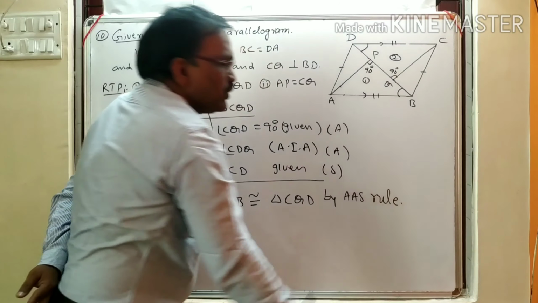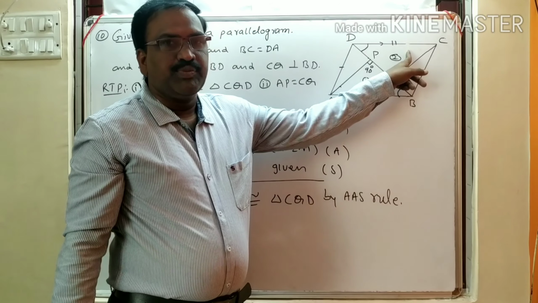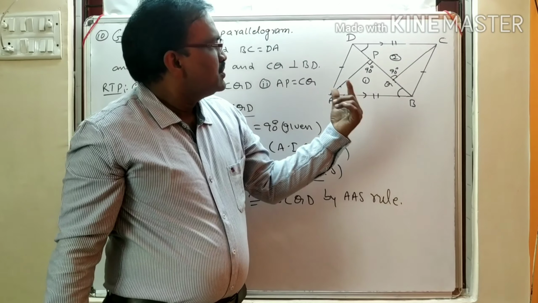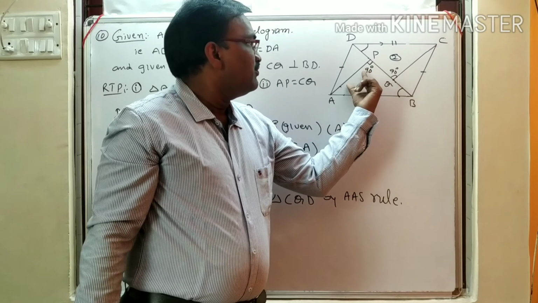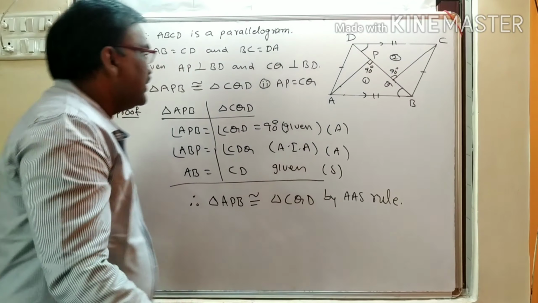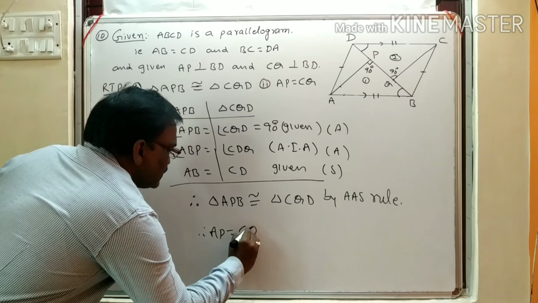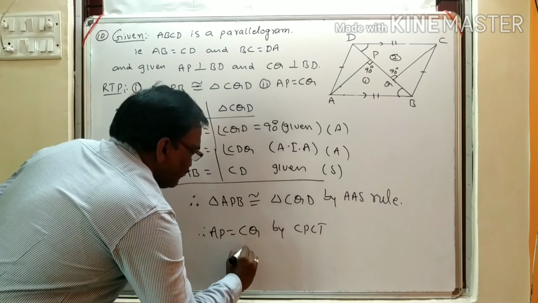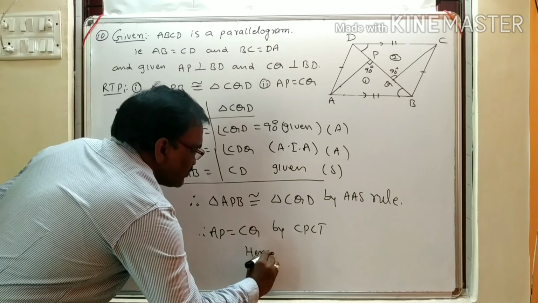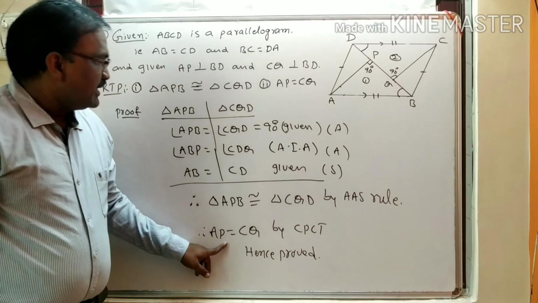Once the triangles are congruent, their corresponding parts are equal. So AP and CQ are corresponding parts. Therefore AP is equal to CQ by CPCT. Hence proved. So this is the second condition, this is the first condition.